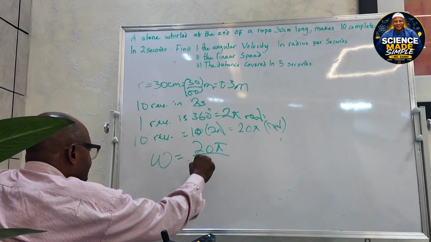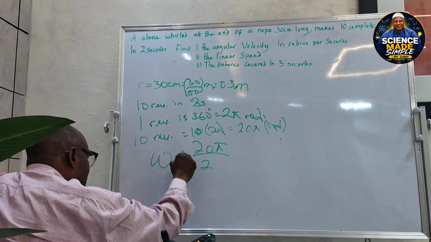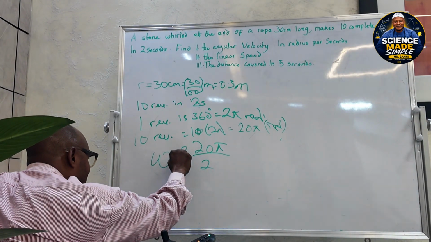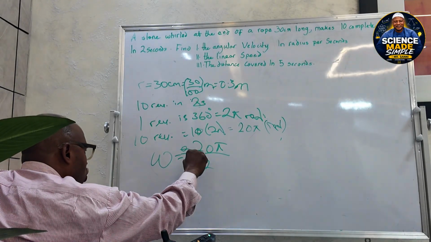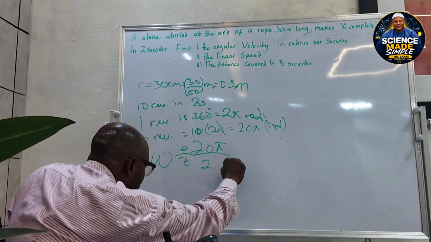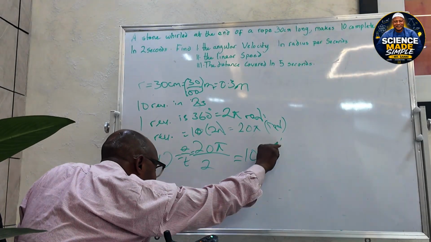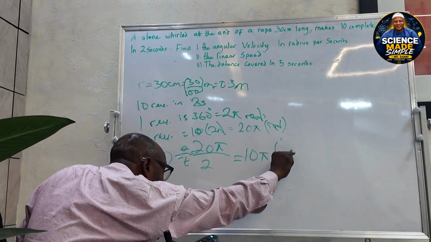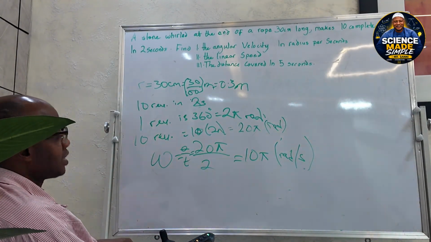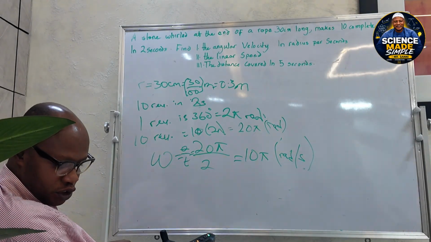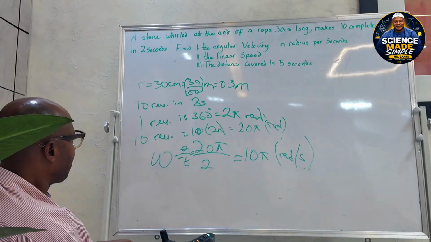That is the angular displacement over time. Angular velocity is equal to angular displacement over time, which is equal to 20 pi over time. This will now give us 10 pi radian per second. This answers the first question. We have 10 pi radian per second.